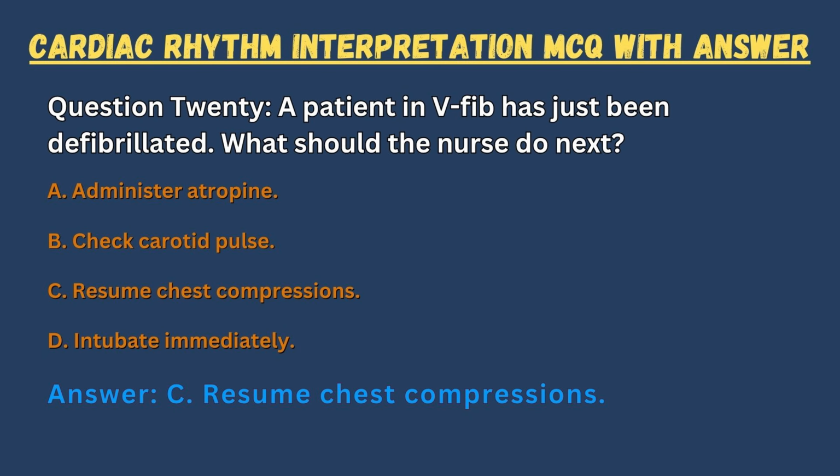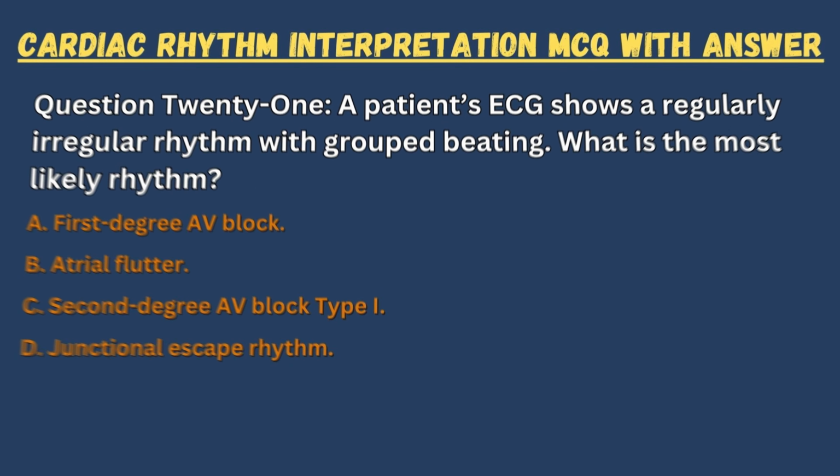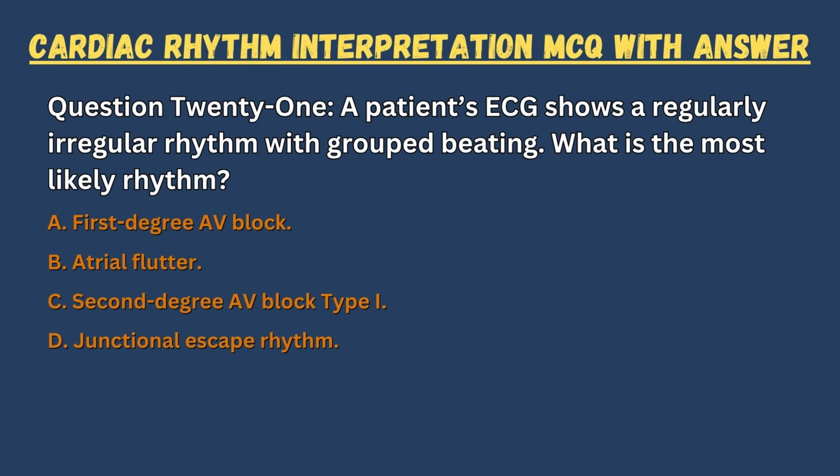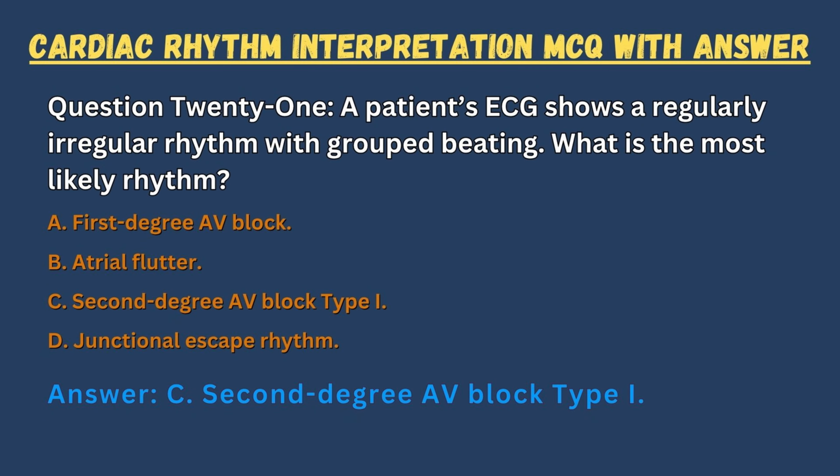Answer. C. Resume chest compressions. Question 21. A patient's ECG shows a regularly irregular rhythm with group beating. What is the most likely rhythm? A. First-degree AV block. B. Atrial flutter. C. Second-degree AV block type 1. D. Junctional escape rhythm. Answer. C. Second-degree AV block type 1.